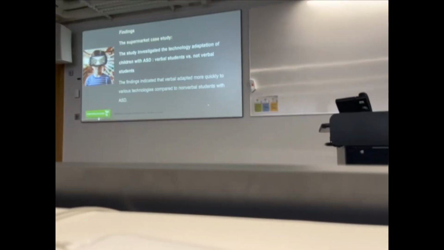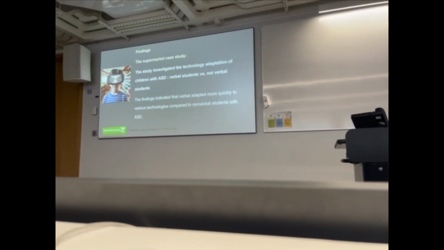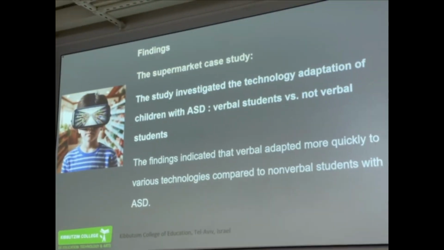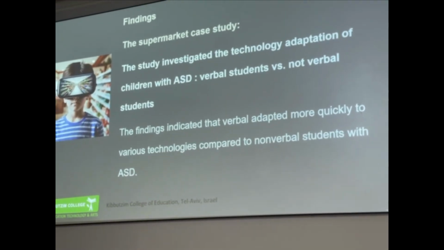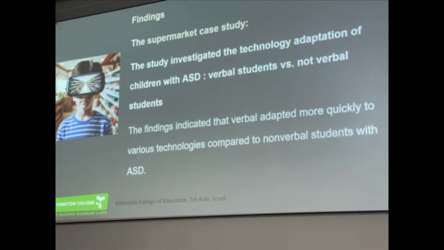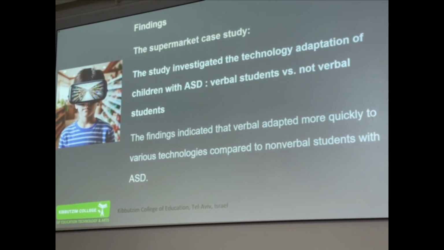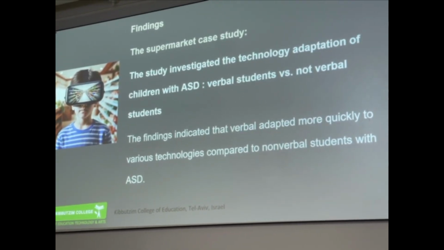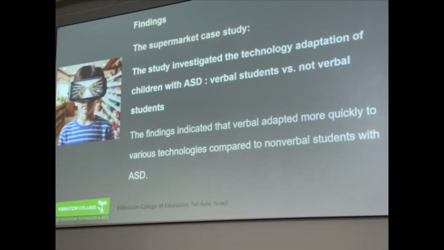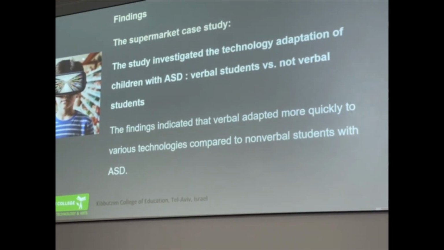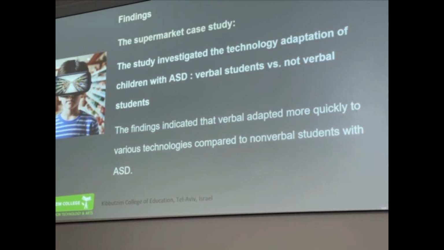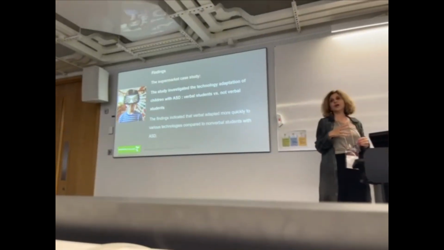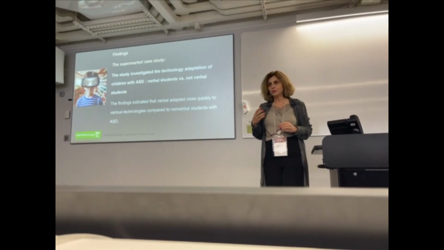The supermarket case study investigated the technology adoption of children with ASD, but there were two groups. One was verbal students and the other group was non-verbal students. And what she saw, and it's quite obvious, I think, is that the children with verbal capability adapted to the technology quickly. They ask questions, they can express their feelings, so it was easier for them to adapt to the technology. If we compare to the non-verbal, it was more difficult for them.